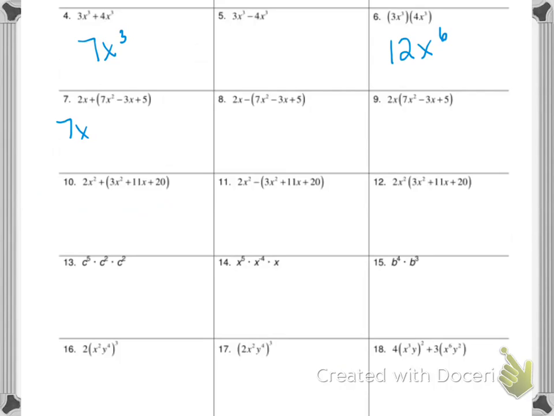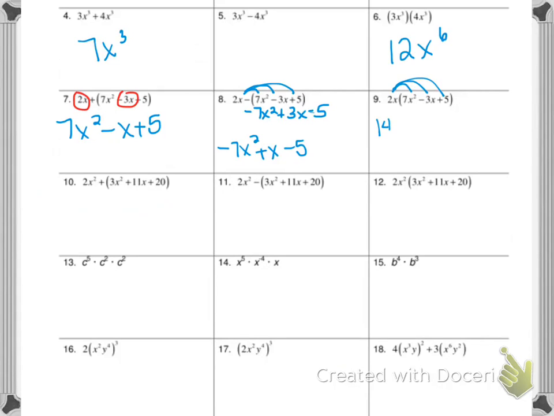And then this next one is just a combining like terms problem. The 2x and the negative 3x can be combined. And then next I'm distributing the negative first before I can combine like terms. So distribute the negative, then combine like terms. And then this next one, so I had addition, subtraction, and then this next one's multiplication, and it's a distribution situation. So I'm distributing the 2x to everything inside.